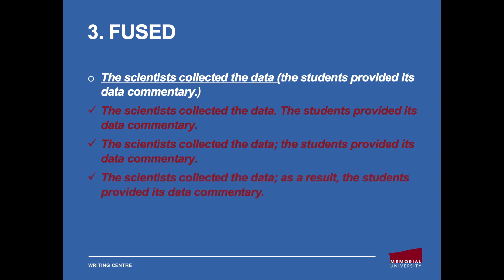The third choice is to add a transitional device along with the appropriate punctuation. Using such connective words will make it clear to the reader what the relationship is between the two clauses. So choose your correction carefully.